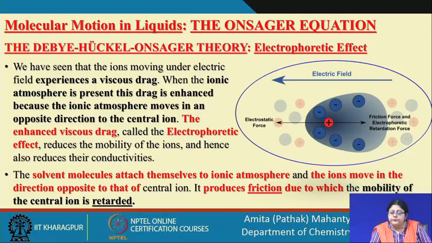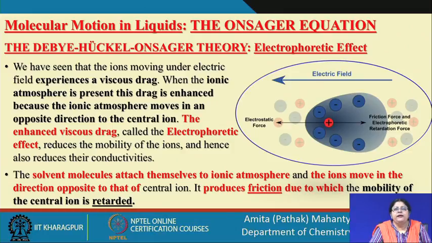So, what happens when the ions are moving under the electric field? If you remember, when we were deriving the drift speed, we had seen that whenever an ion is moving under an electric field, it experiences a viscous drag.